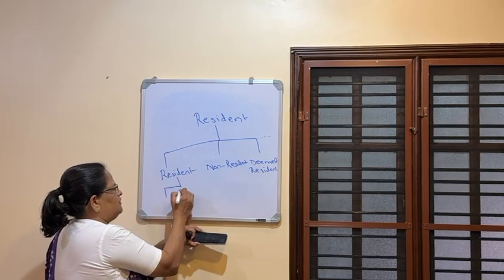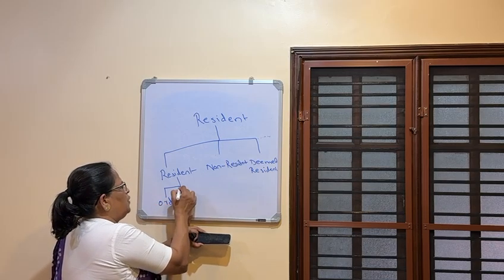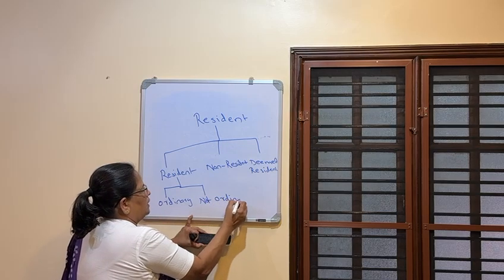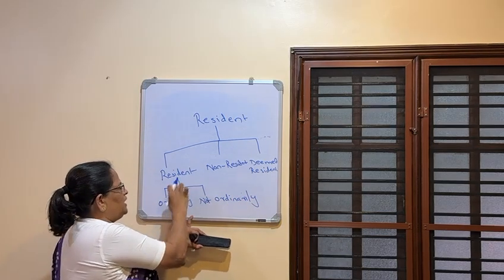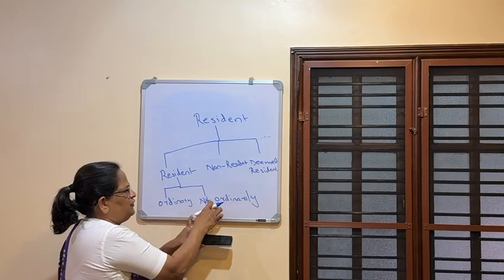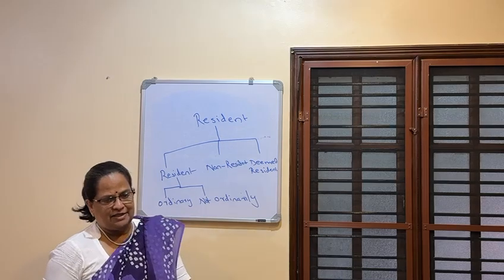This resident is divided into ordinary resident and not ordinarily resident. So it's very important. If you get this classification, you call it resident and ordinarily resident. If you get this classification, you call it resident and not ordinarily resident.